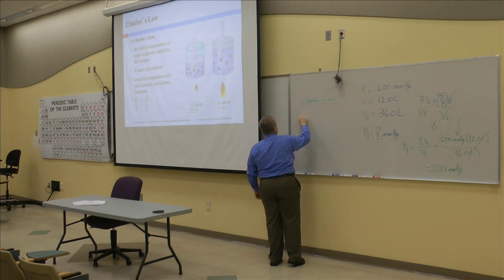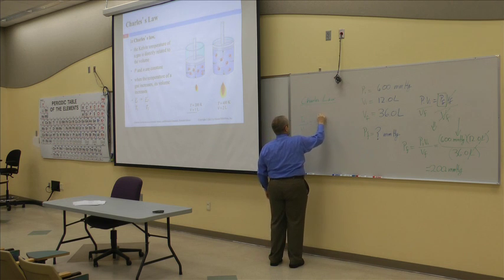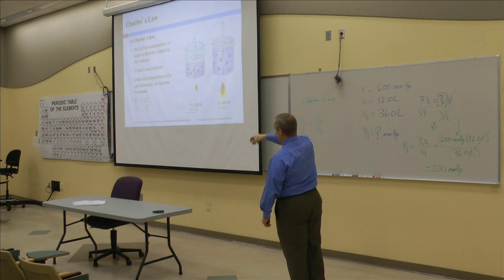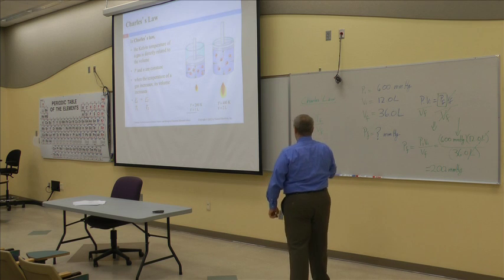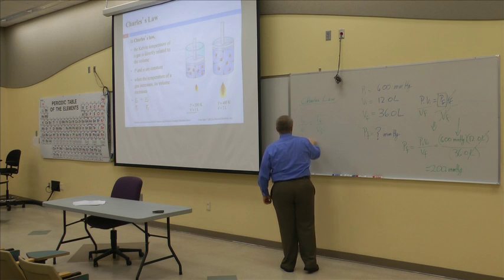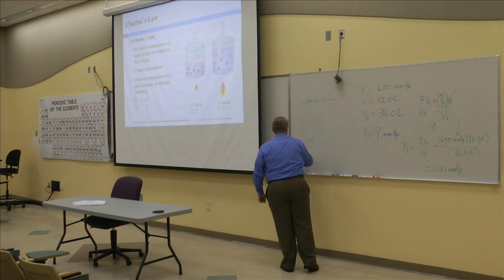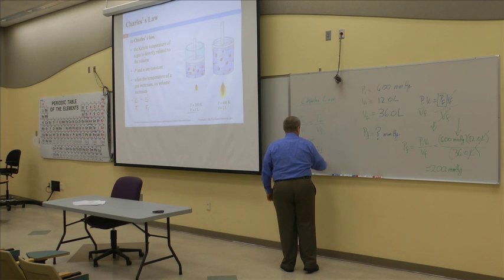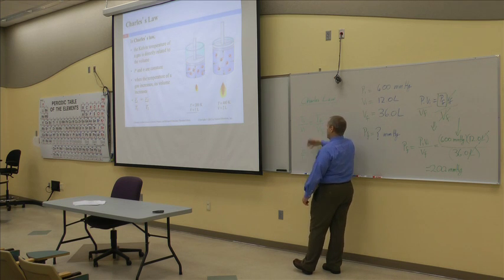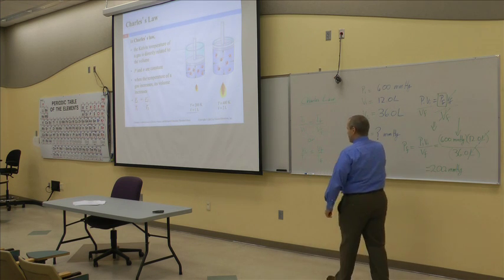Charles says that Ti over Vi equals Tf over Vf. Now, notice here, they've written it Vi over Ti, and I wrote it Ti over Vi. Both are correct, so I'll write down both so you'll see. Vi over Ti equals Vf over Tf. This and that are the same formula, just flipped over. Okay? So don't let that fool you.